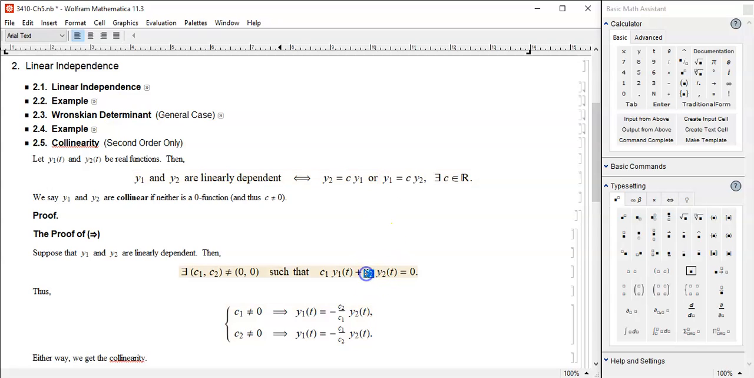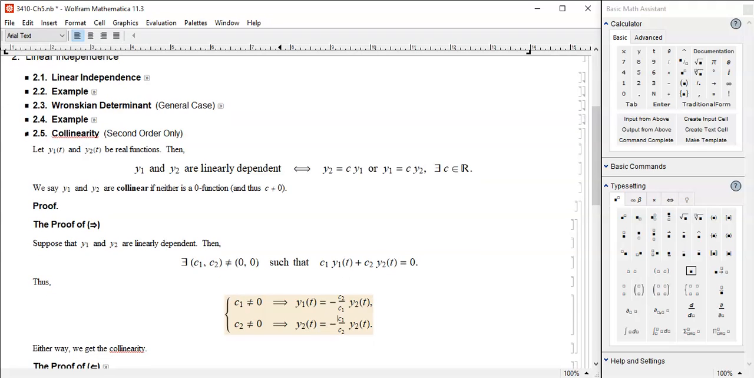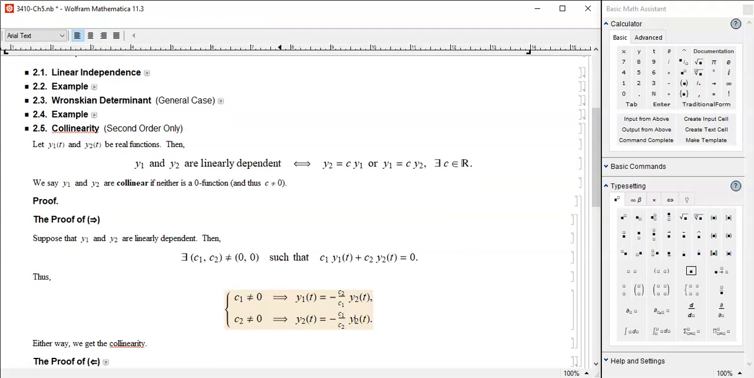What if c2 is non-zero? Then divide by c2. Then y2 is negative c1 over c2 times y1. Yeah, okay. It'll fall into this category. So yes, if you have linear dependence, then it's going to be either A or B. So it works out. One function must be a constant times the other.